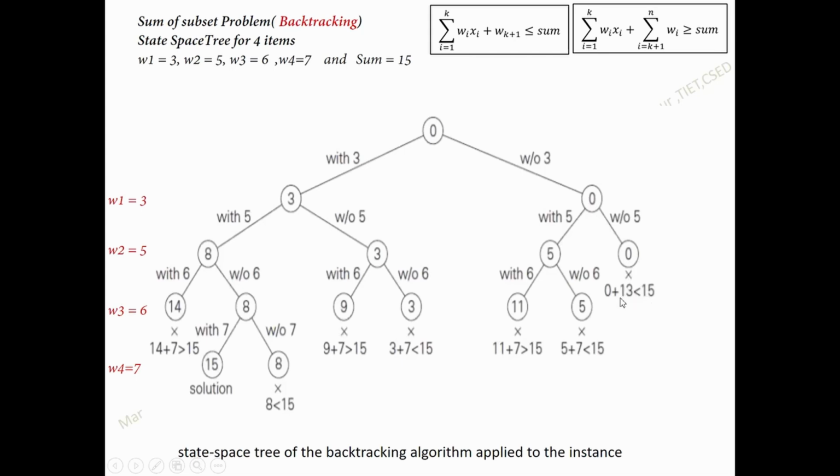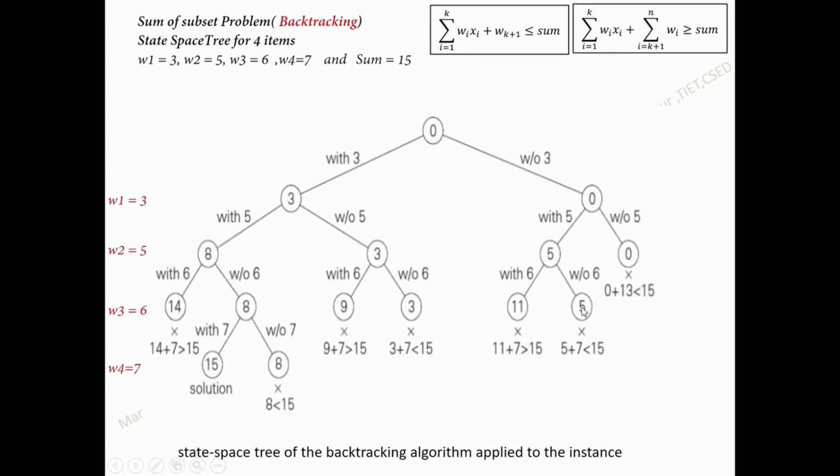If you mathematically rewrite this sentence, it says that the summation of wixi from i equals 1 to k, plus the remaining weights, should be greater than or equal to the sum, that is 15. At least there should be some value which is greater than or equal to 15 for the consecutive results.